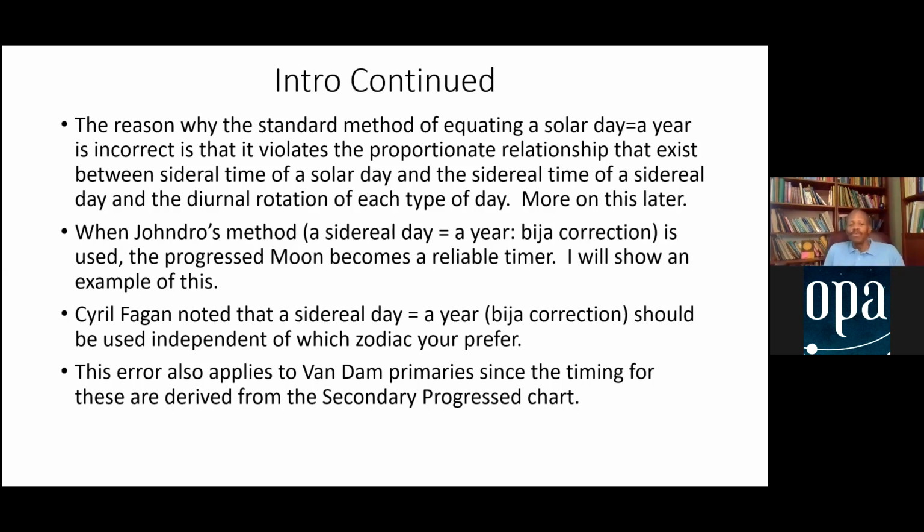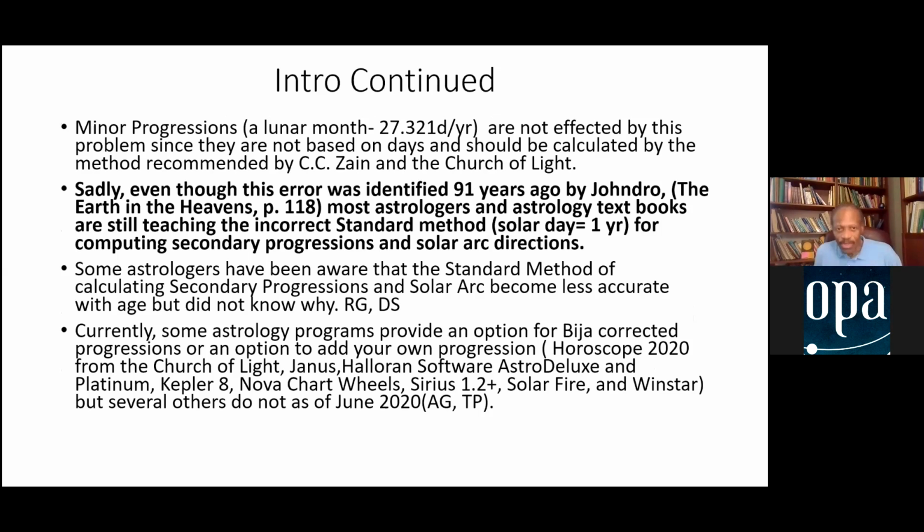By the way, for those of you who use Van Dam primaries, this error also applies to timing for Van Dam primaries. And the reason this is the case is because the Van Dam primaries derive their timing from the secondary progress chart. Minor progressions, which is a lunar month is equal to 1 year, are not affected by this problem since they're not based on days and should be calculated by the method recommended by C.C. Zane and the Church of Light.